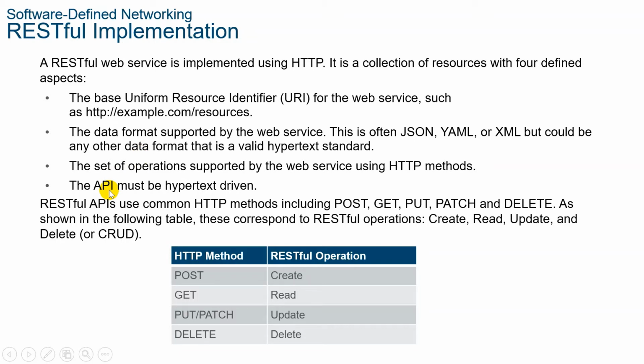RESTful APIs use common HTTP methods including POST, GET, PUT, PATCH, and DELETE, as shown in the following table. This corresponds to RESTful operations: create, read, update, and delete, or CRUD. Again, this is the HTTP comparison with the RESTful operation.